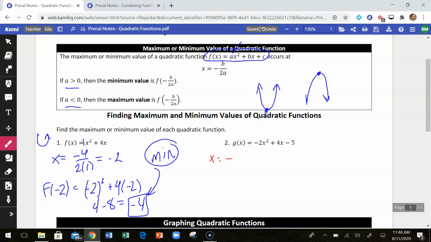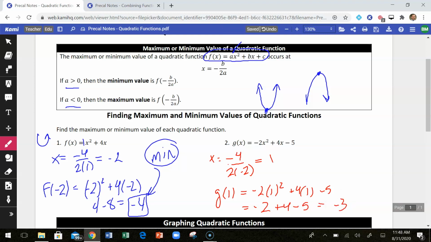Number 2, again, axis of symmetry, so x equals negative 4 over 2 times a, which is negative 2. So we'd get negative 4 over negative 4, which would be positive 1. So then I just need to do g of 1, which is going to be negative 2 times 1 squared plus 4 times 1 minus 5, which would give us negative 2 plus 4 minus 5, which is going to be negative 3. So that, negative 3, is going to be my maximum value.